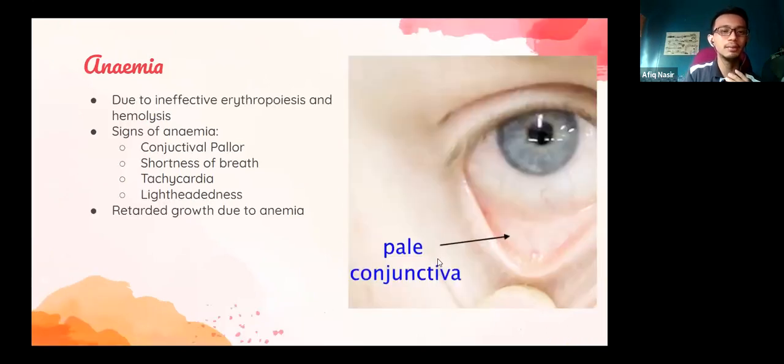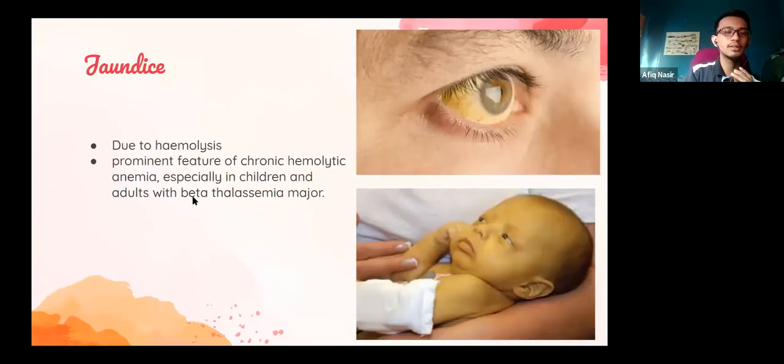Anemia in thalassemia patients is because of ineffective erythropoiesis and hemolysis. Some signs of anemia include conjunctival pallor, shortness of breath, tachycardia, and lightheadedness. A patient could also present with jaundice because of the extravascular hemolysis. Jaundice is more prevalent in beta thalassemia major patients.